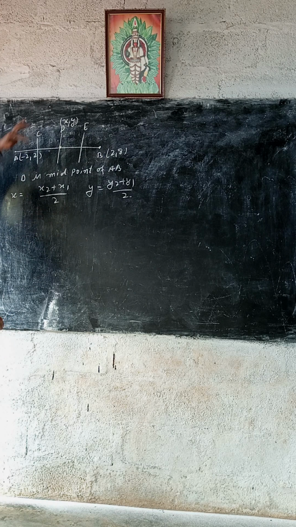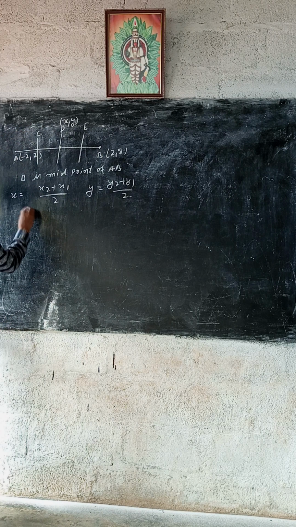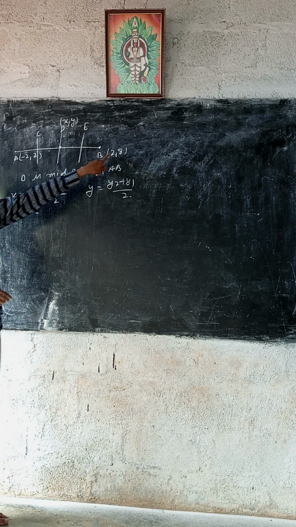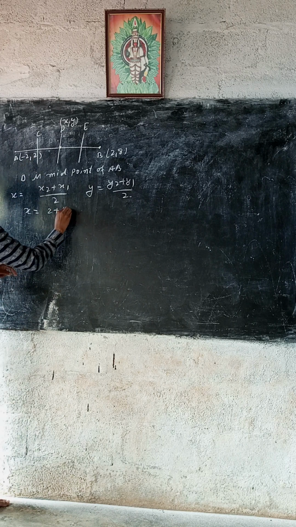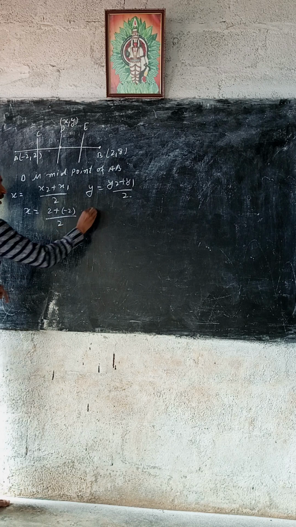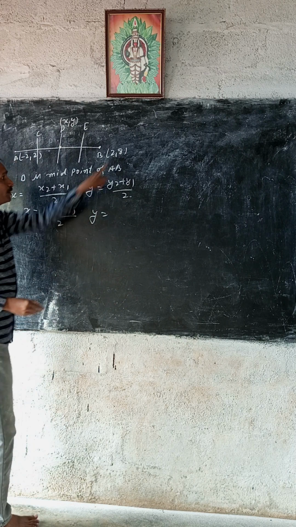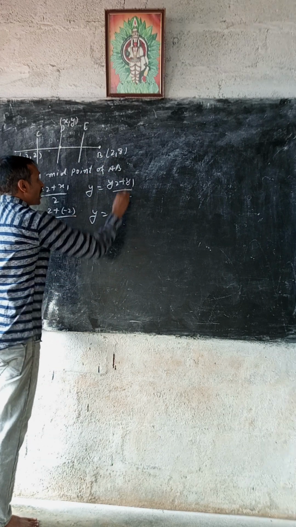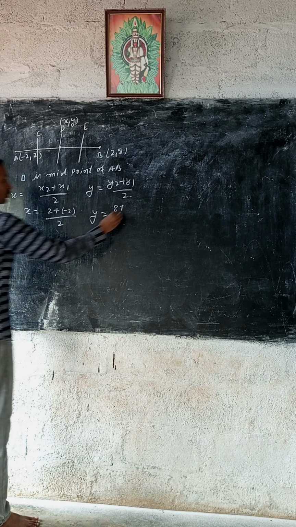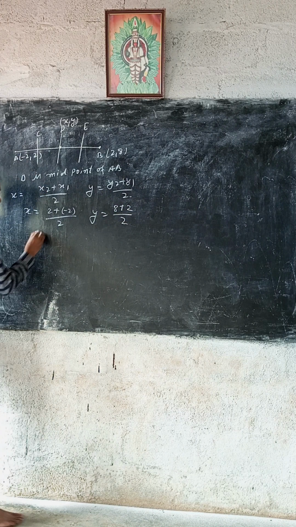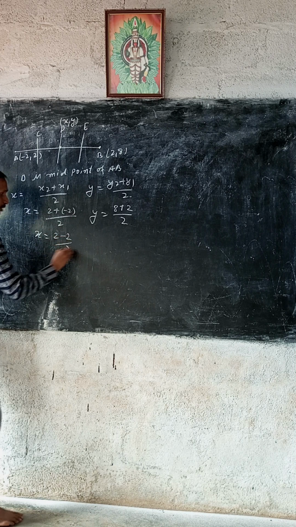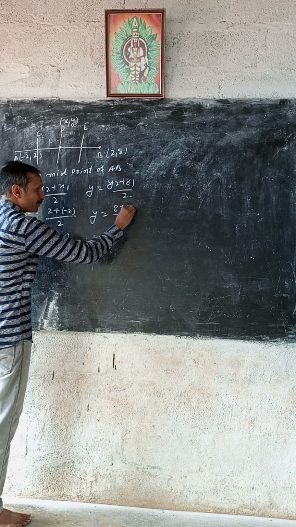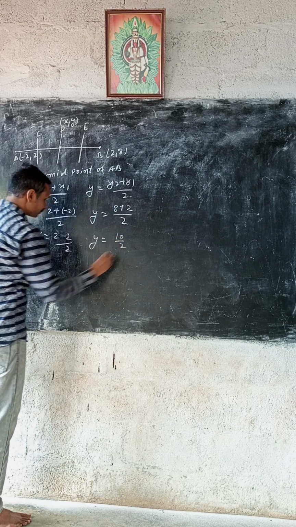What are the values this point is taking? Now x is equal to what we got? x2 is equal to 2, plus x1, x1 is equal to minus 2, by 2. Y is equal to y2, which is 8, plus y1, y1 was 2, by 2. So x is equal to 2 plus minus 2 by 2. Y is equal to 8 plus 2, 10, 10 by 2.